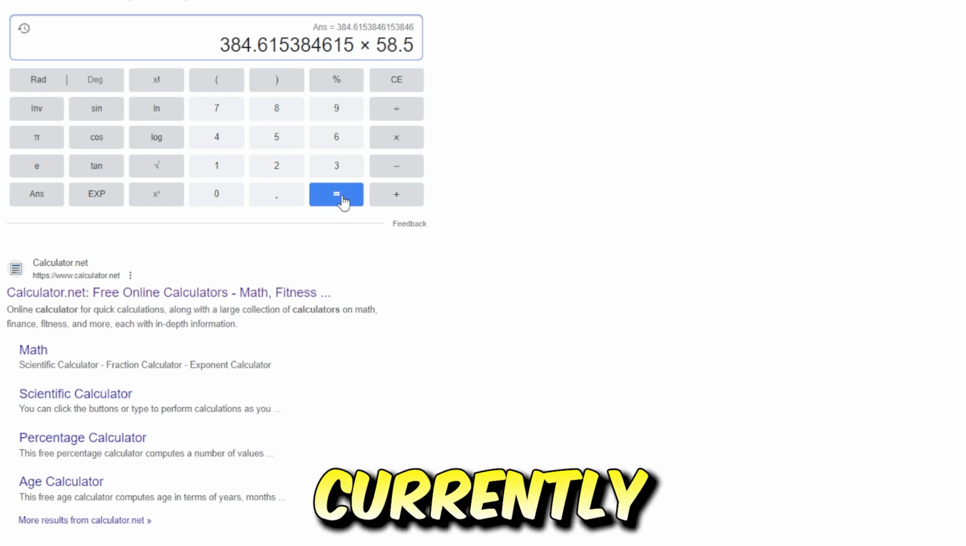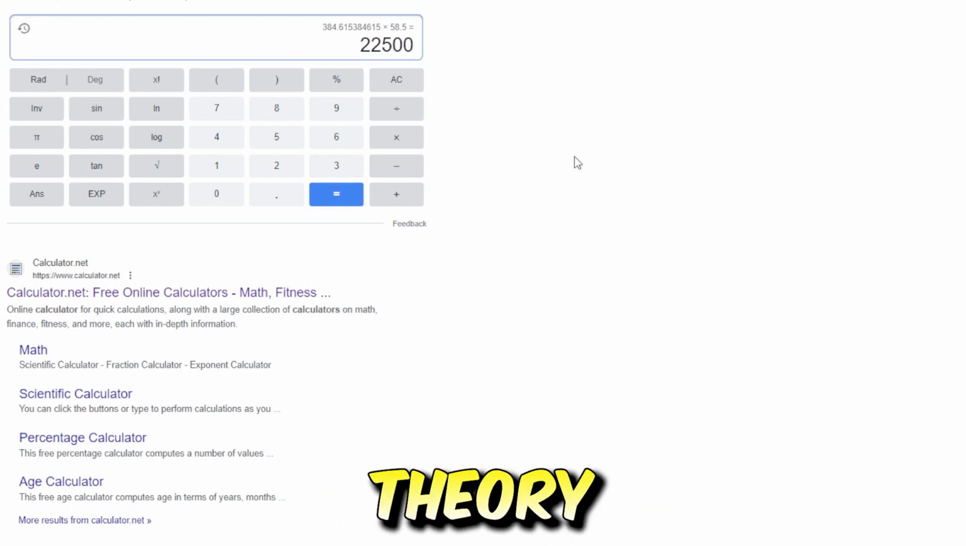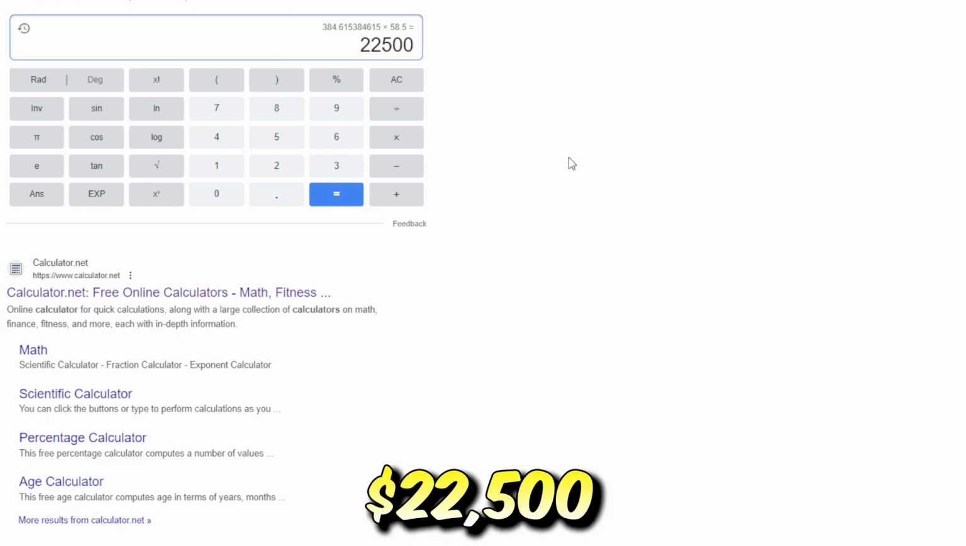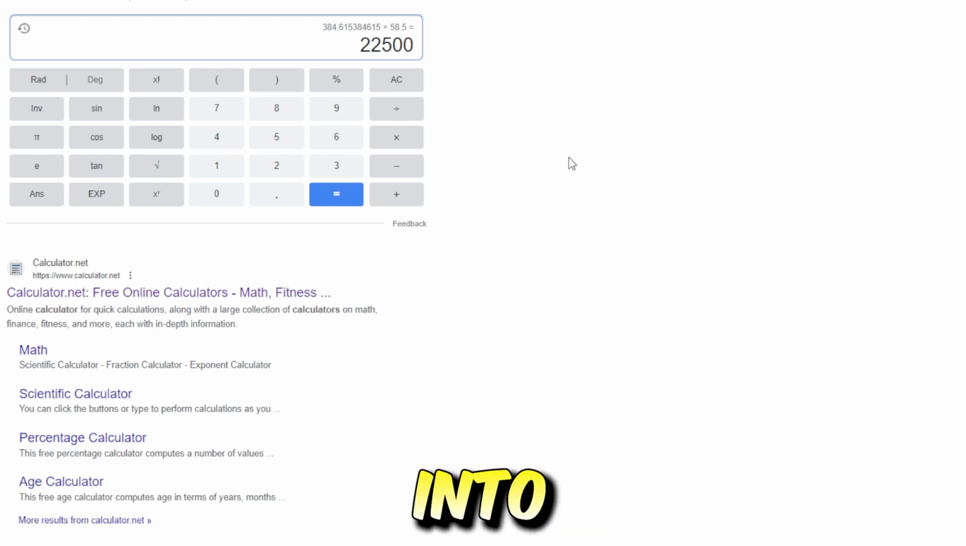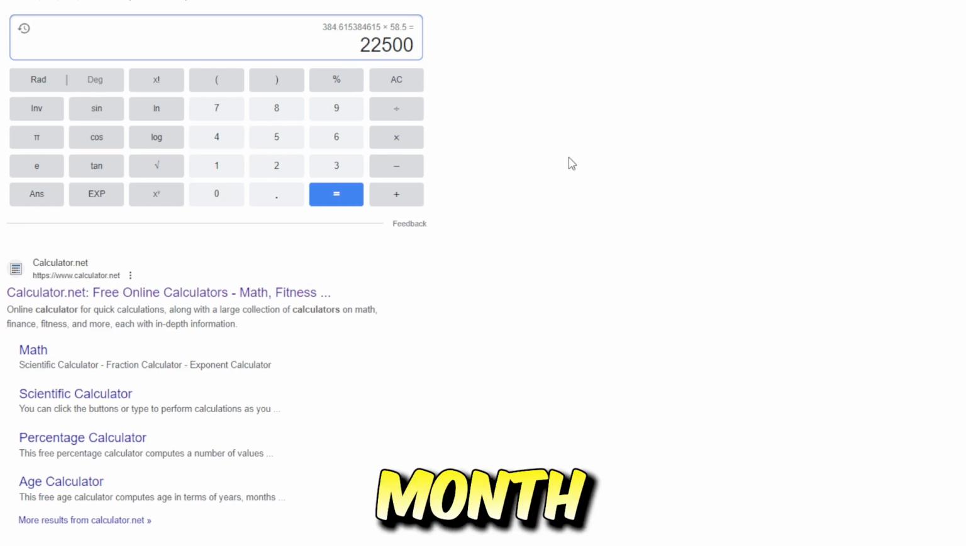Now, Realty Income is currently trading at around $58.50, which means an investor in theory would need to spend only $22,500 invested into Realty Income in order to hit that milestone of $100 per month in dividends.